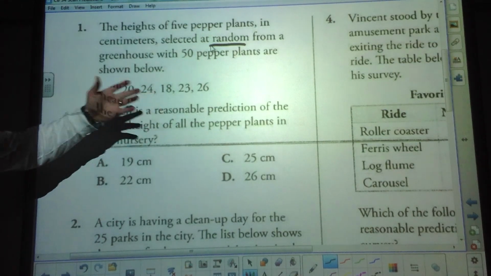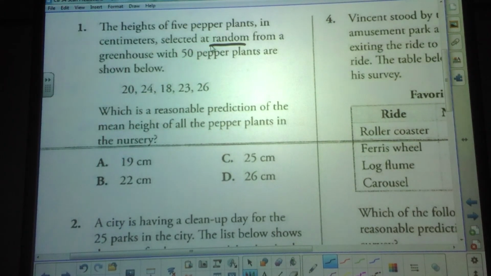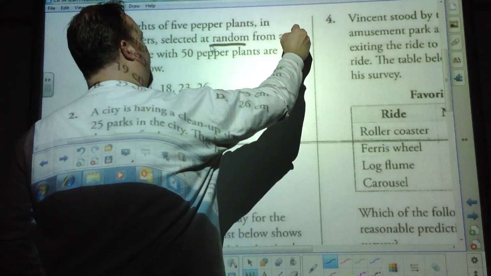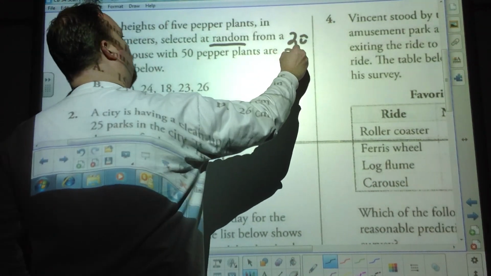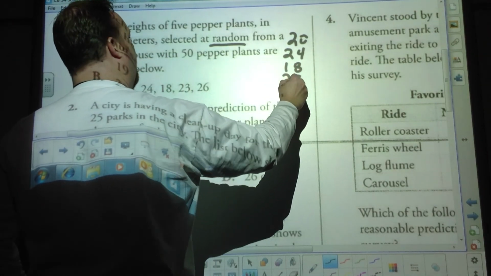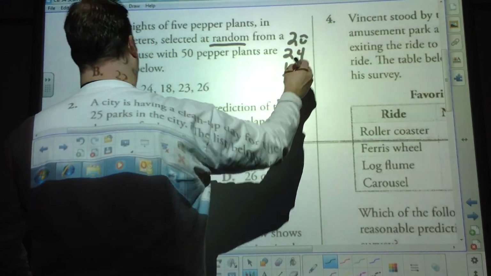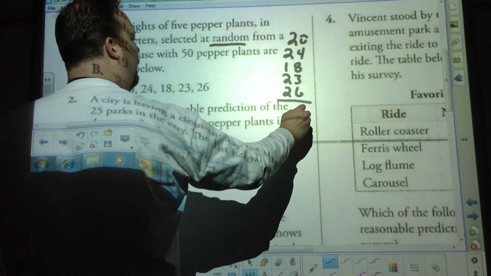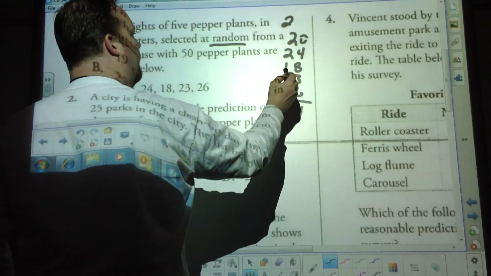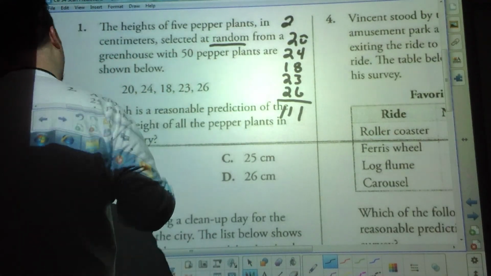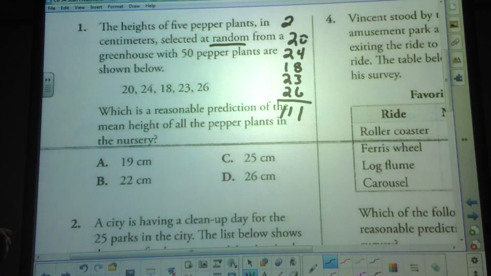So all we need to do is add these up and divide by 5, find the mean. Okay. Now if we had talked about the mode, it might be a little bit different, but we're talking about the mean here. We're going to add that up and divide by 5. So I'll add them up over here. 20, 24, 18, 23, and 26. For a total of 4, that's 12, 15, 21, carry my 2, 4, 6, 7, 8, 9, 10, 11, 111. Okay, I'm going to divide that by 5, and let's see.